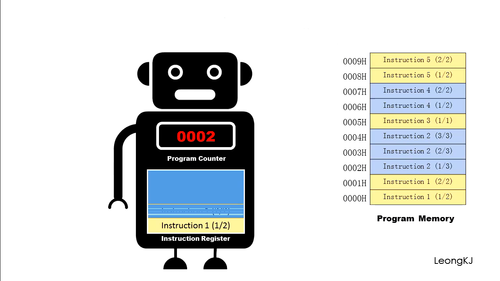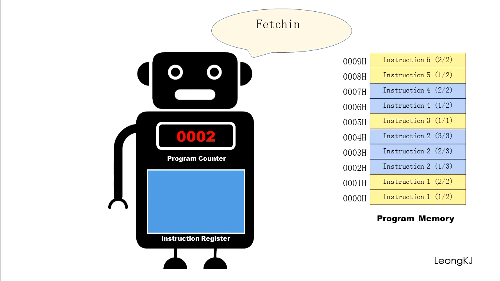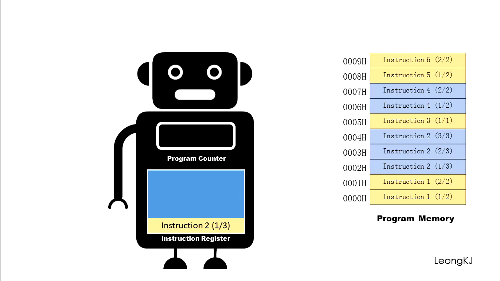After completion of the execution cycle, the CPU is ready to fetch the next instruction. The next location for the instruction fetch will be at program memory location 0002. The instruction is placed in the instruction register. The program counter is incremented by 1. The CPU goes into the decoding cycle. The instruction is not complete. The CPU goes back to the fetch cycle.